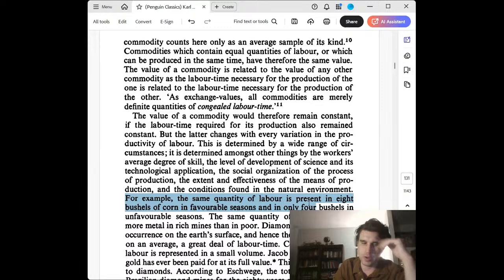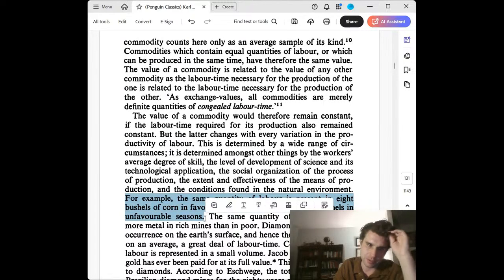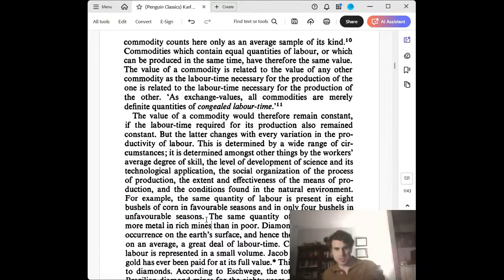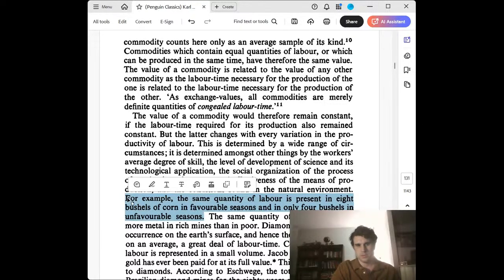For example, the same quantity of labor is present in 8 bushels of corn in favorable seasons and only 4 bushels in the unfavorable seasons, right? So presumably, if it's a favorable season, in an hour of labor you make more corn. You get more bushels of corn than in an unfavorable season, right? So during the unfavorable season, the price of corn doubles.